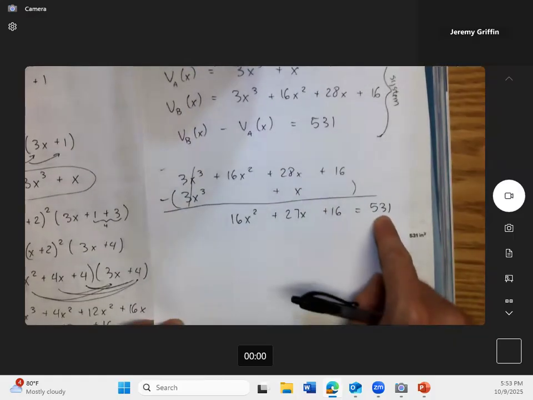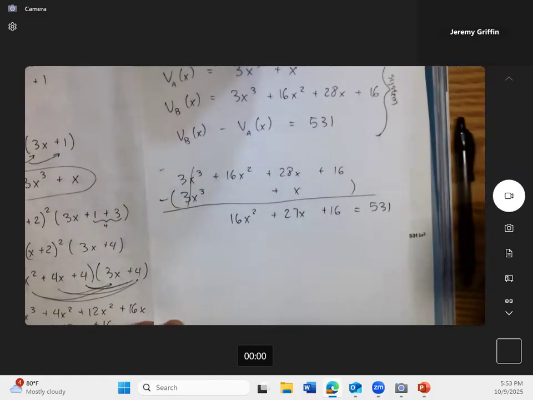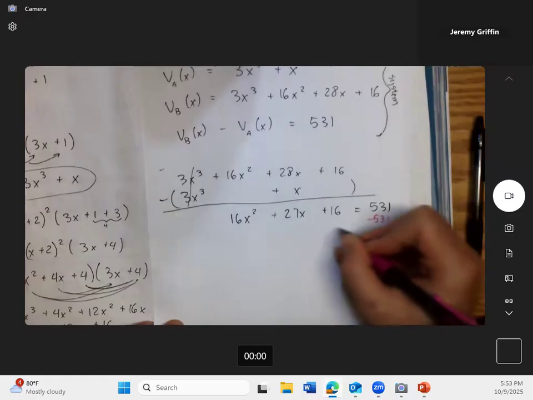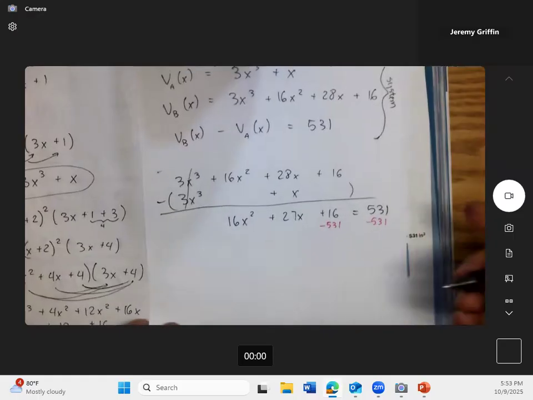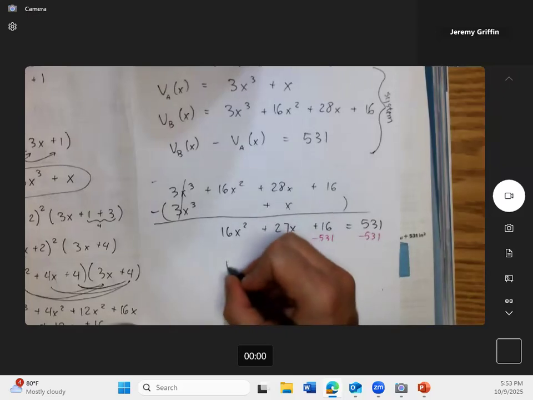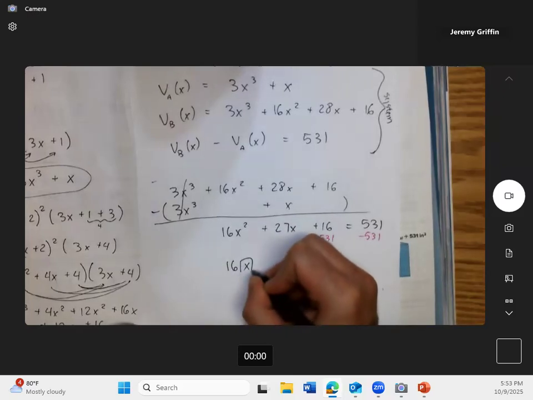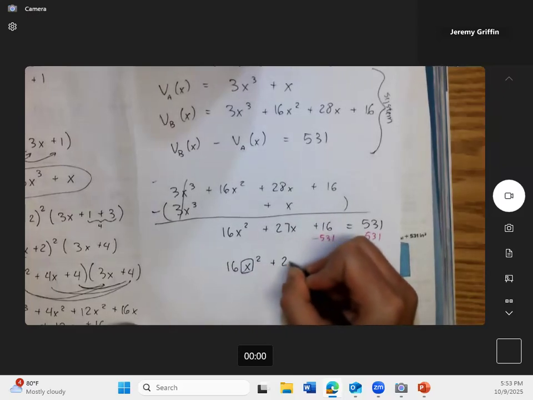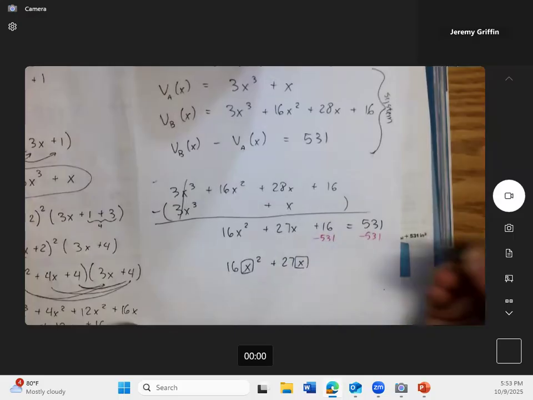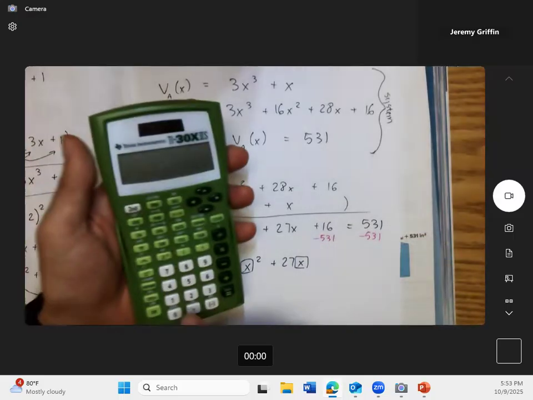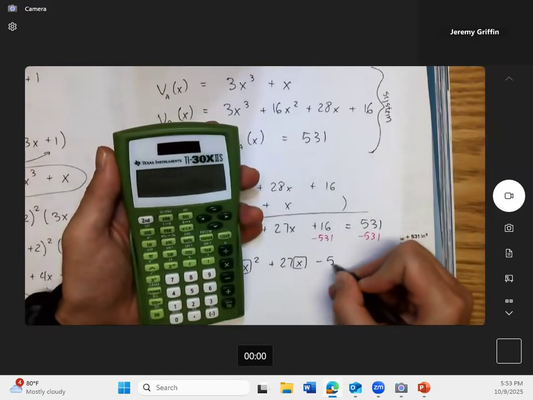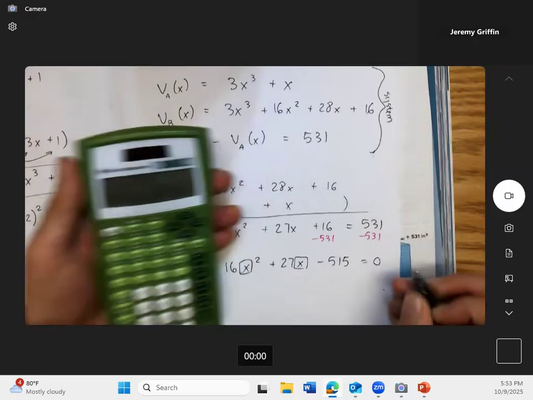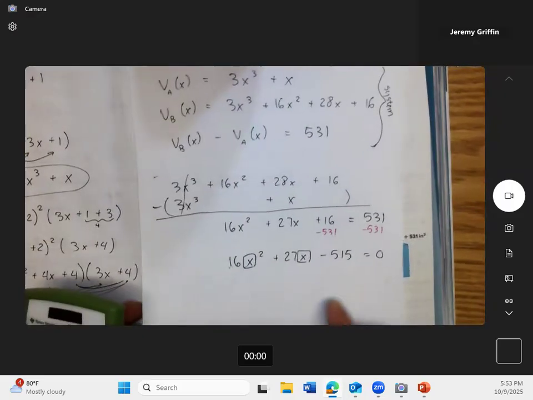But I can subtract over the 531, so minus 531 on both sides, and then get zero on one side. And then we can make a quadratic equation. 16x squared plus 27x. Again, we're solving for x. What is 16 minus 531? That's minus 515. Now that's equal to 0. Now I have ax squared plus bx plus c equals 0.